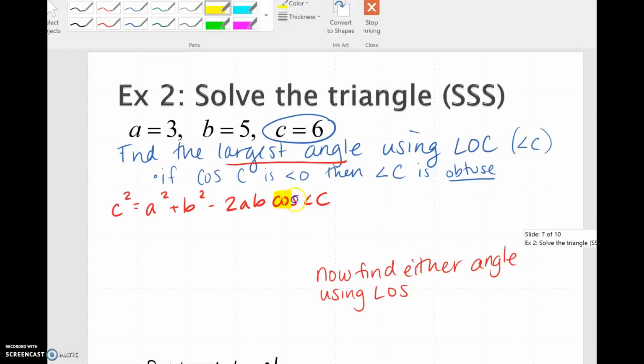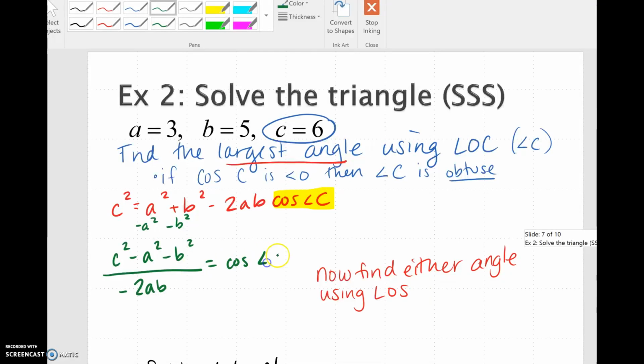All right, now since this is essentially what I'm trying to solve for, a lot of times people find it helpful to first rearrange the equation and get the cosine of the angle alone before they plug in the numbers. That's kind of up to you in terms of what your preference is. However, if we were to do that, we would need to subtract the A squared over, subtract the B squared over, and then divide by the negative 2AB. So we would have that C squared minus A squared minus B squared all divided by negative 2AB is equal to cosine of angle C. And that's what you would want to plug in the calculator.